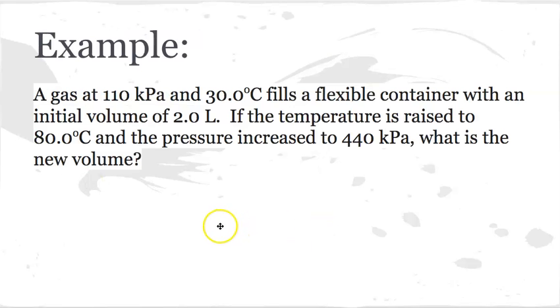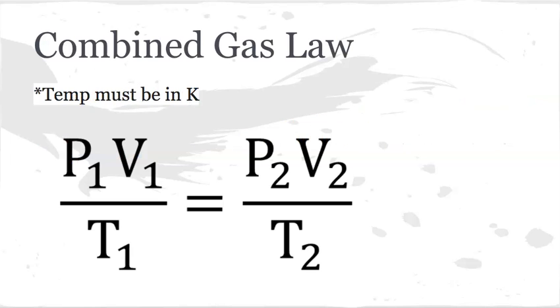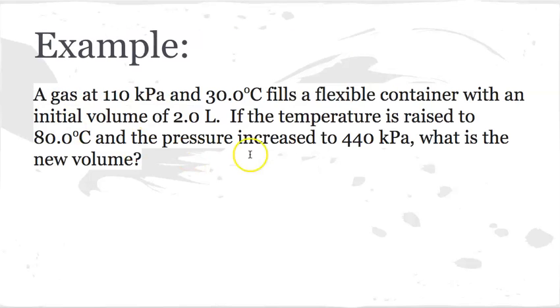So if we look here, a gas at 110 kPa, that's our pressure, and 30 Celsius fills a flexible container with an initial volume of 2 liters. If the temperature is raised to 80 Celsius and the pressure increased to 440 kPa, what is the new volume? So the first thing you're going to do here is get those temperatures into Kelvin. Add 273 to each of them. Then you'll set up your P1V1 over T1 equals P2V2 over T2. And you'll end up just solving for V2 like you would in math class solve for X.